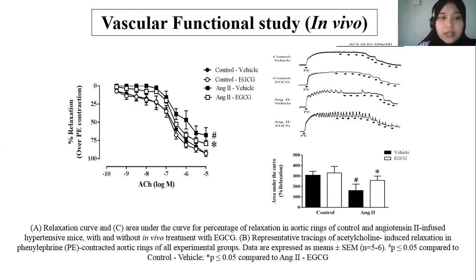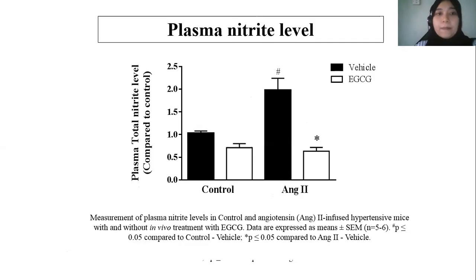From the area under the curve results, we can see there's a significant difference between the angiotensin 2 infused hypertensive mice with and without EGCG treatment. So we move to the plasma nitrate measurement. This plasma nitrate level measurement is done by using Griess reagent.